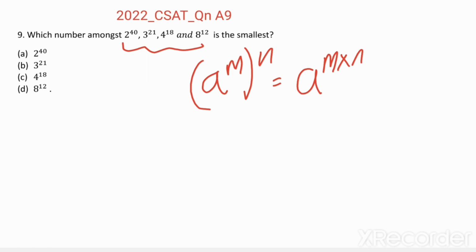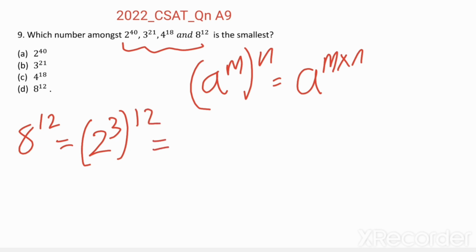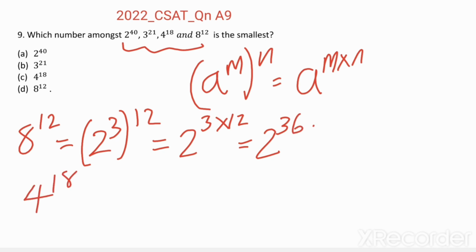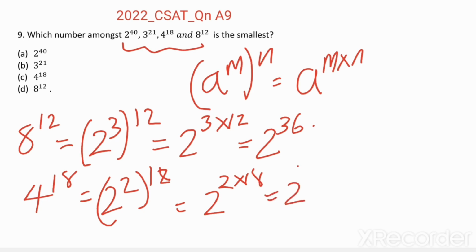Then 8 power 12 equal to, 8 equal to 2 cube. 8 we can write as 2 cube, 2 cube all power 12. This is equal to 2 power 3 into 12, we get 2 power 36. Then 4 power 18 equal to 2 square all power 18. This is equal to 2 power 2 into 18 equal to 2 power 36.